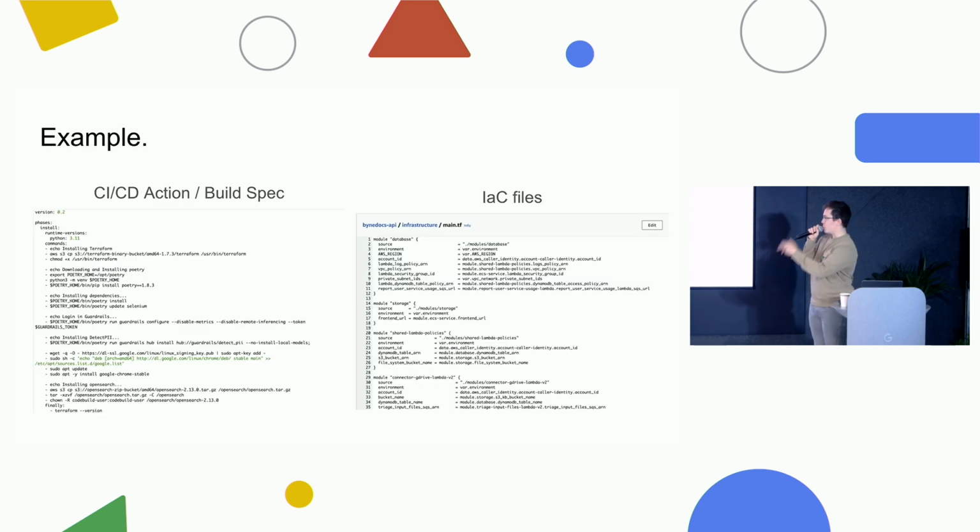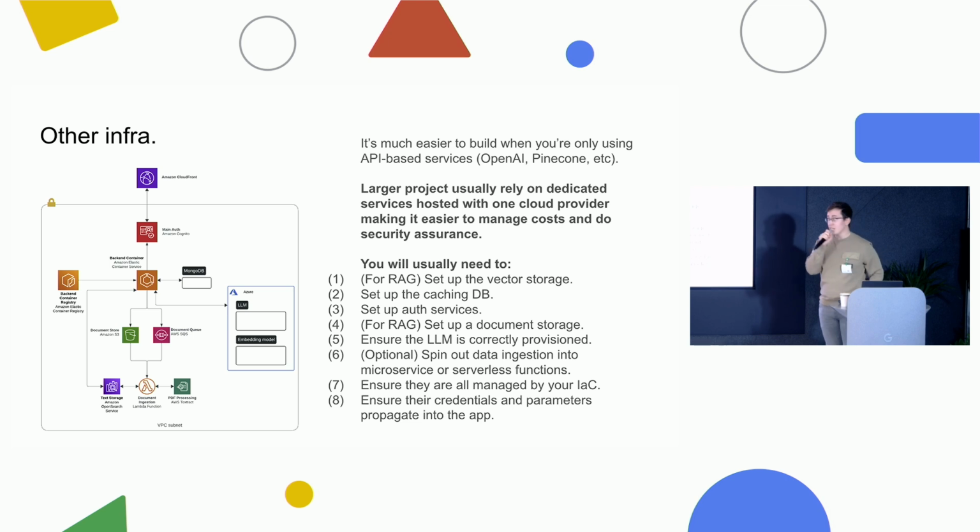So for example, this is our own stuff. The CI/CD pipeline, the infrastructure as code files, just what we have. And the infra. So basically, you can be using just the API-based services. Like you can be using the model, say, from Google, like Gemini. You can be using Pinecone as your vector storage, and you just take the integration components from LangChain, and you connect to the API-hosted components, and job's done.